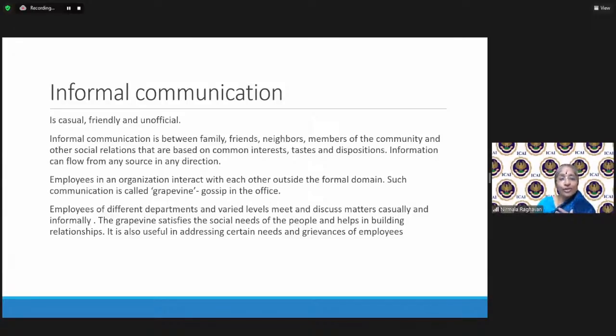Okay? Informal communication is between friends, family, neighbors, members of the community, and other social relations that are based on common interests, tastes, and disposition. Information can flow from any source in any direction. So here, this slide talks about informal communication within the office domain.